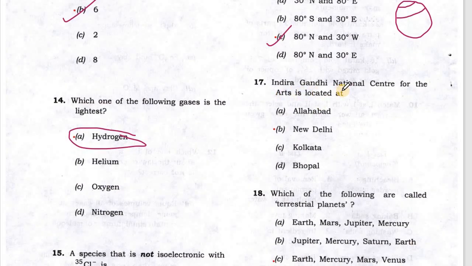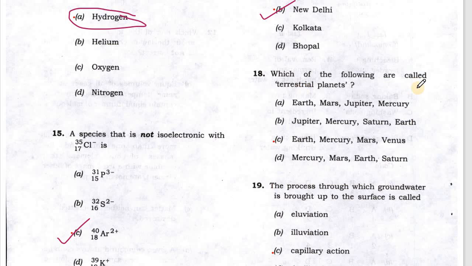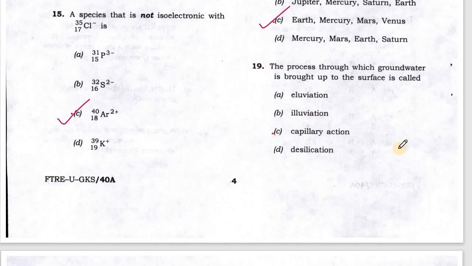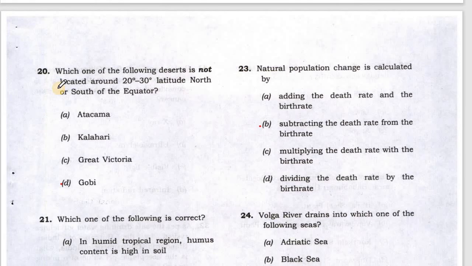Next is the Indira Gandhi National Centre, which is located in New Delhi. Next is which are called the terrestrial planets. So terrestrial planets are Earth, Mercury, Mars and Venus. Next is the 19th question: the process through which groundwater is brought up to the surface. This is capillary action.